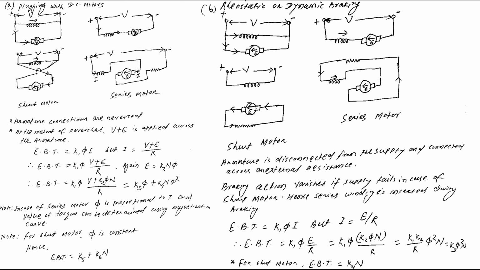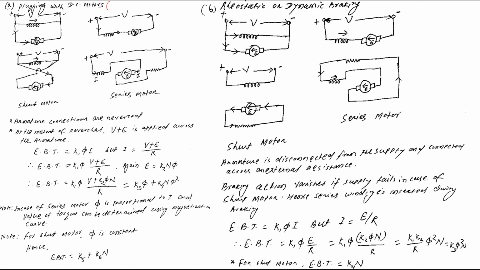Now we have different methods. These were just an intro. The main thing starts here: how we are going to do plugging with DC motors. Let's study plugging with a DC motor. Plugging is simply that we change the polarity of the supply voltage. So how are we going to change the polarity of the supply voltage?